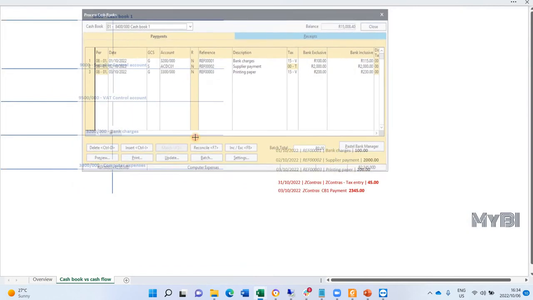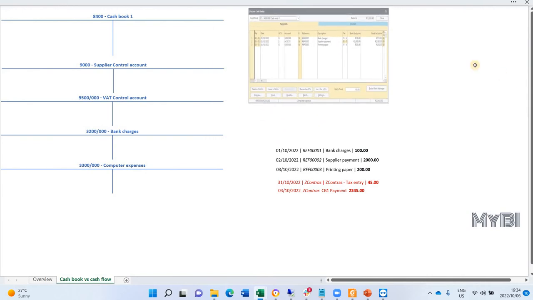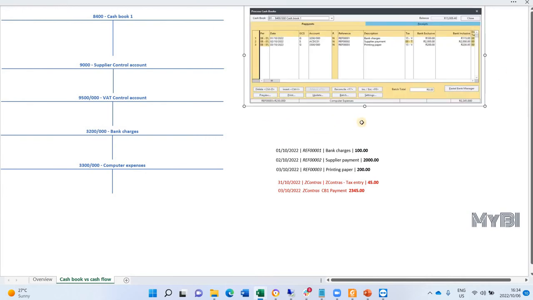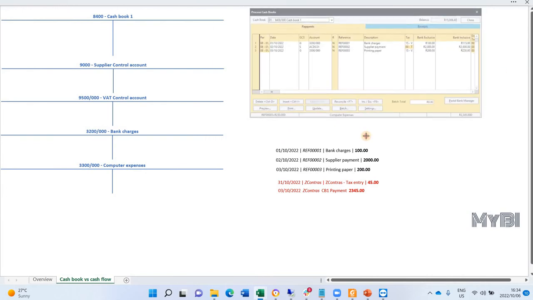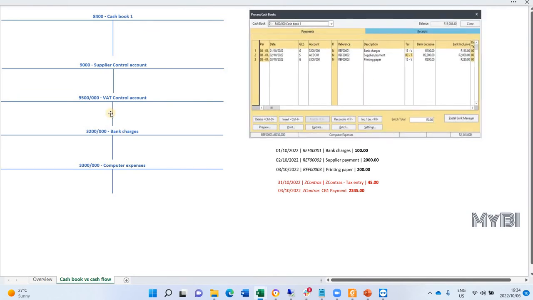So, the T accounts. What we've got here on the side is the T account. I'm just going to put this screen over here for us so we can see it. And we've got our T account sitting here on the left hand side. Firstly we've got our cash book control account, which is cash book 1, 8,400. Let me just quickly put the sub account there.